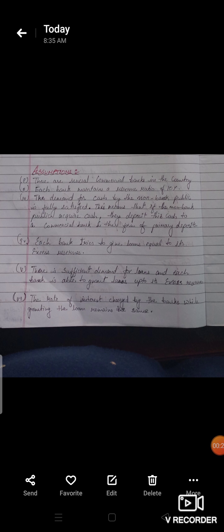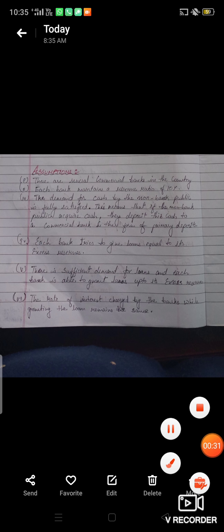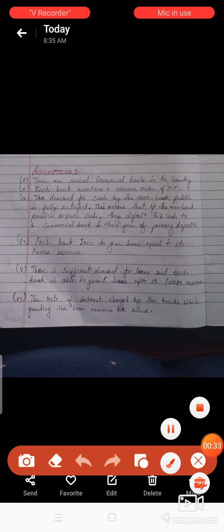Okay students, so we are in chapter 16, banking system, and the topic is deposit creation by the commercial banking system. Here I will be explaining these things with the help of a table, where you will come to know about the credit creation multiplier, or you can say the deposit creation multiplier. So the first thing we need to assume: as I told you, to understand this credit creation multiplier, we need to assume some points.